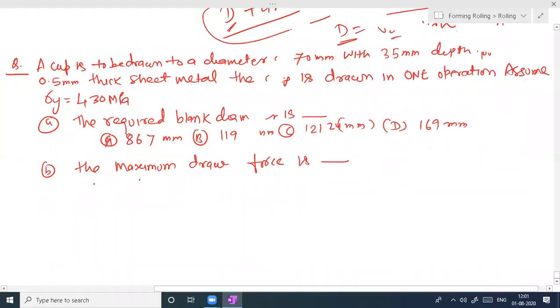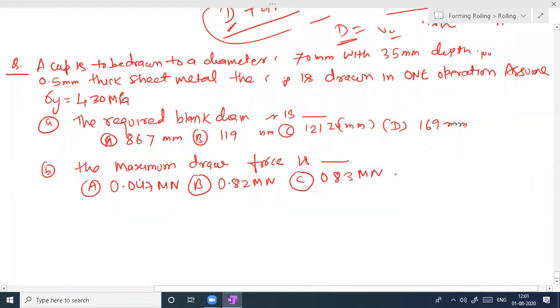So A is 0.047 meganewton. B is 0.82 meganewton. C is 0.83 meganewton, or D is 9.69 meganewton. Make sure for C you have to do 0.65, right?